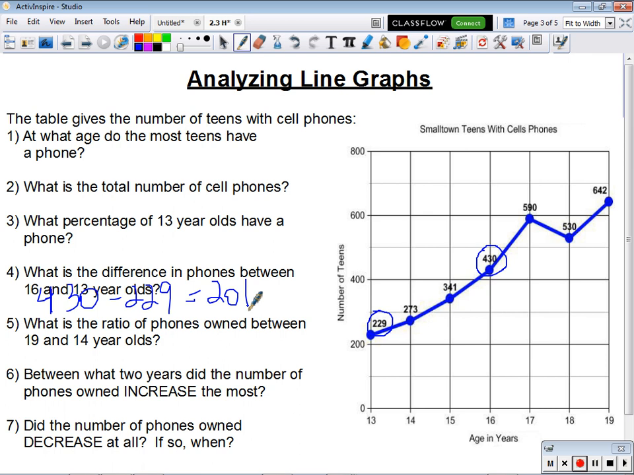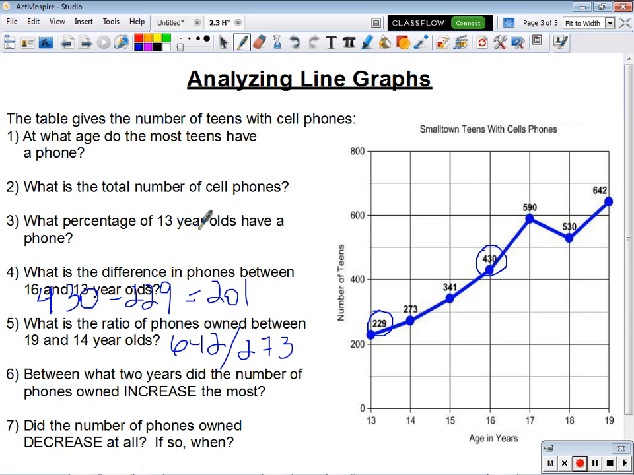Question 15 says, what is the ratio of phones owned between the 19 to the 14-year-olds? So remember, when we're talking about writing a ratio, we're talking about taking those two age groups and writing it as a fraction. So I want to say the number of 19-year-olds, which would be 642, over the number of 14-year-olds, which would be 273. And I'm just going to leave that ratio just like that, 642 to 273. So that's the answer for number 5.